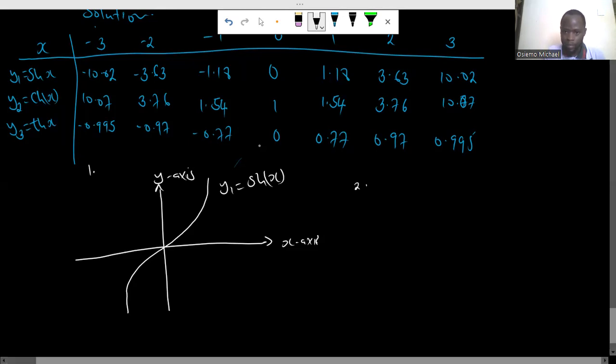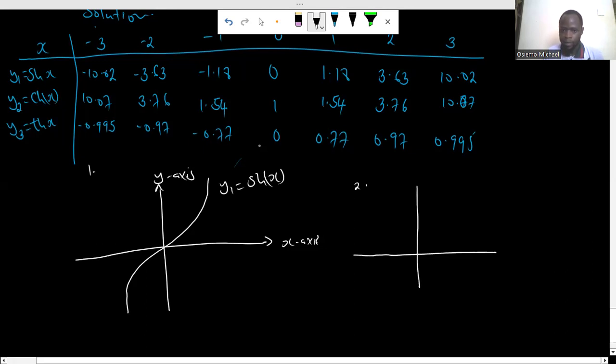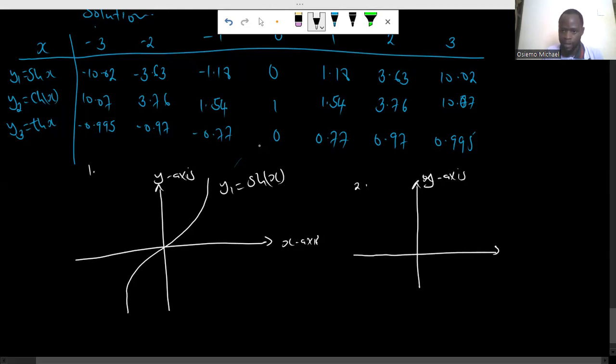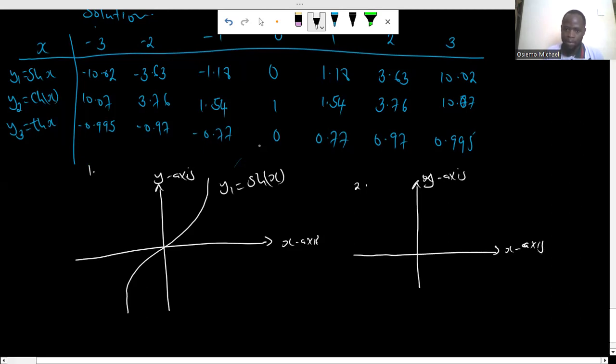Number 2, we can have one for cos hyperbolic. This is the x-axis, y-axis. So for the cos hyperbolic, you can see that the y-intercept will be 1. So we're going to have a graph like that. Where the curve cuts the y-axis, it is 1.